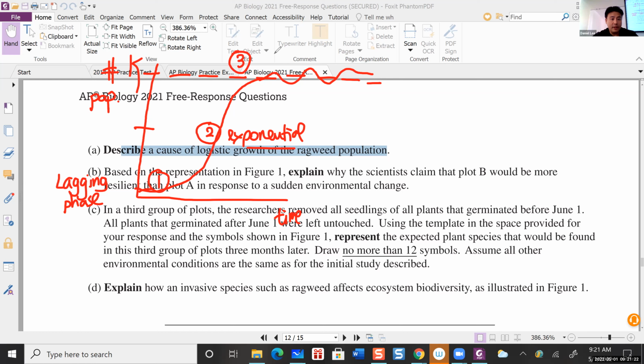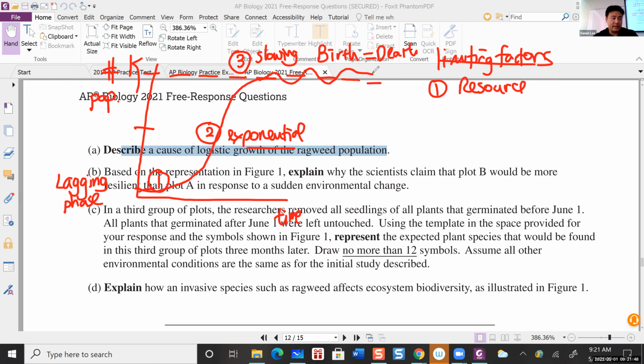This slowing happens when the birth rate starts to equal the death rate, right? Birth equals death. And the reason is that this is when the limiting factors kick in. You always have to memorize the 4 or 5 limiting factors that you can talk about and apply to the question. One limiting factor will be resources, like food. In this case, they're plants, so they don't hunt for food. This would be the amount of sunlight, water, and carbon dioxide. So basically, the template is the amount of resources available.